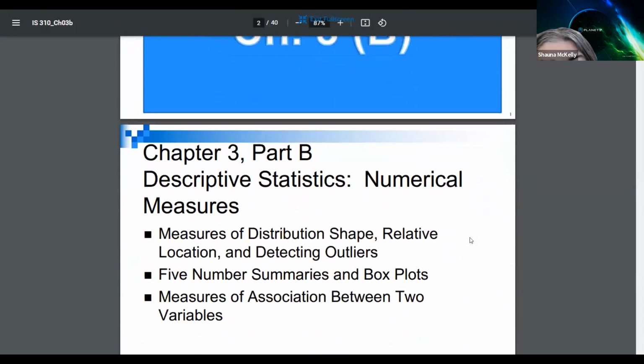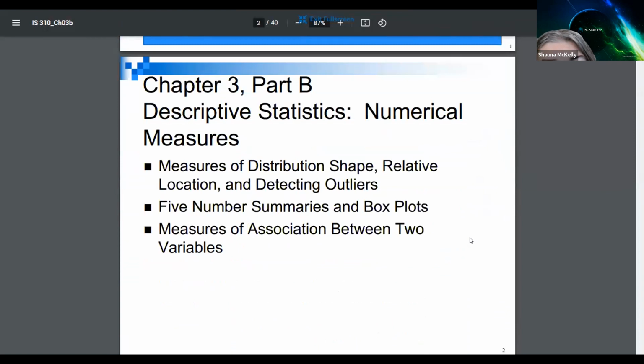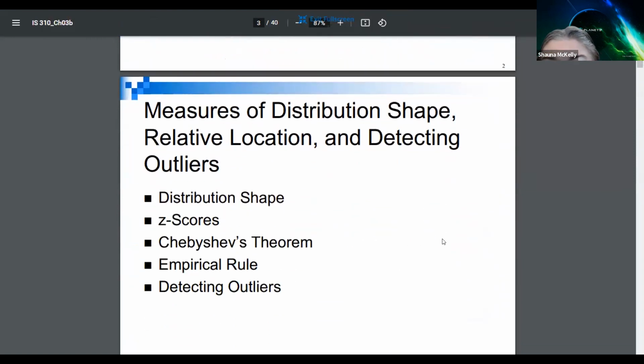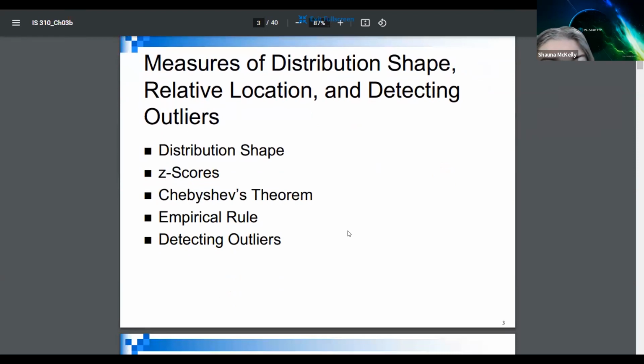Okay, so this is chapter 3 now. We're learning about measures of distribution, okay? And finding outliers, the 5-number summaries in the box plot, and the measures of association between two variables. That's quite a bit to cover, okay? So the distribution shape, z-scores, Chebyshev's theorem, the empirical rule, and detecting outliers.